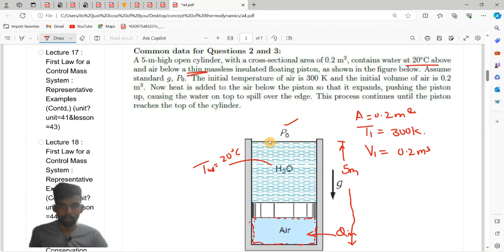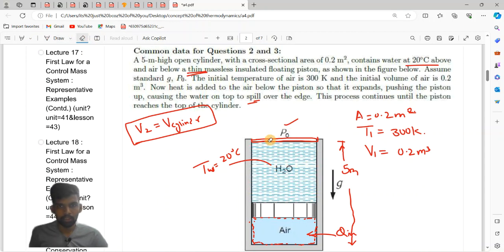So it is pushing the piston up, and the water is leaving out of the cylinder. Pushing the piston up causes the water on the top to spill over the edge due to the expansion of air, and this process continues until the piston reaches the top of the cylinder. So this continues till the air occupies the entire volume of the cylinder, which means the entire water is spilled out. So the volume of air at state 2 is nothing but the volume of the cylinder. That's what they are trying to say.